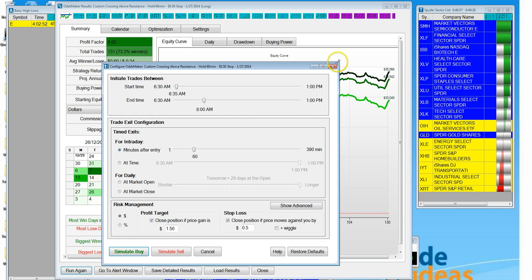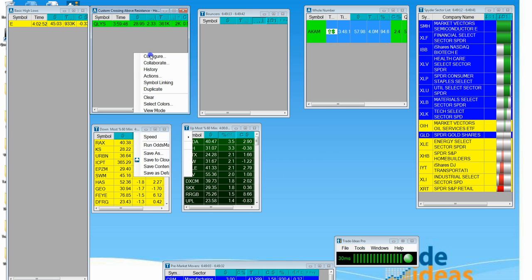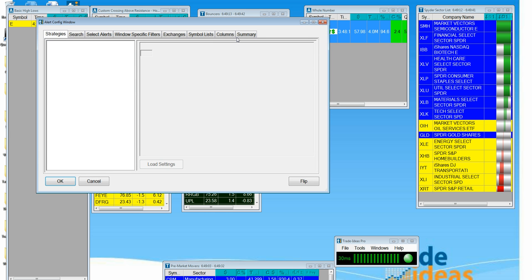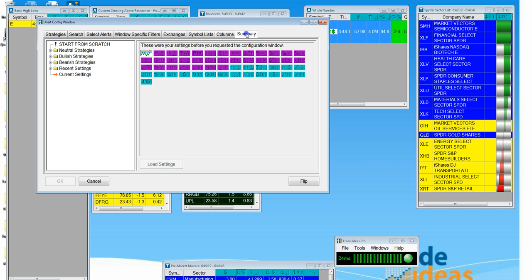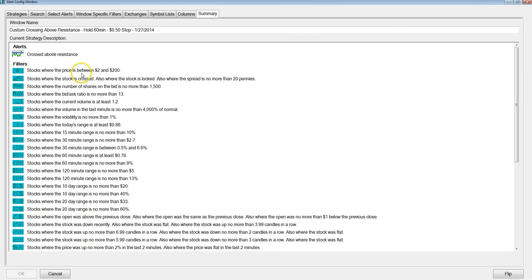Let me just close this down and show you when I do the configure again, and then let this fill up, and then do the summary and expand this just a bit. You could see here that there are even more filters if I scroll down, but you can see the stocks where the 30-minute range is between 0.5% and 6.6%. How in the world could I have ever figured that out? How would I have ever come to know that a 60-minute range has to be at least 78 cents? Well, the answer is, of course, I couldn't.